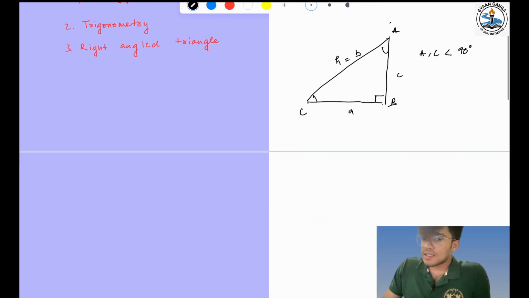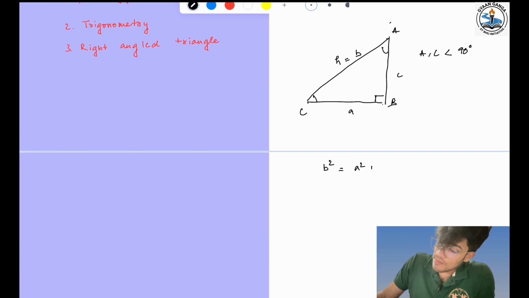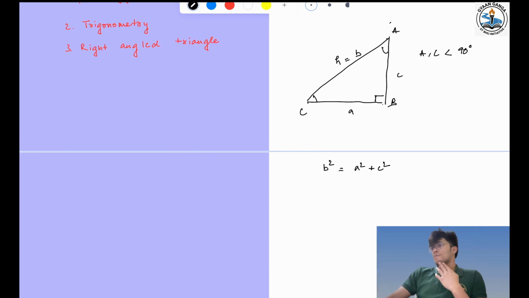Now, there is this famous identity by Pythagoras that in a right angle triangle, the square of the hypotenuse is equal to the sum of the squares of the legs, or the other two sides, a square plus c square, right? In the books, it might be possible that you encounter, let's say, a square plus b square is equal to c square. So it's important that you don't get confused.